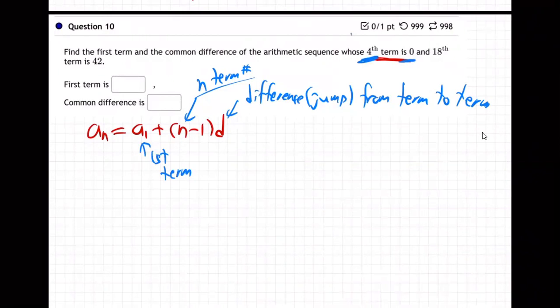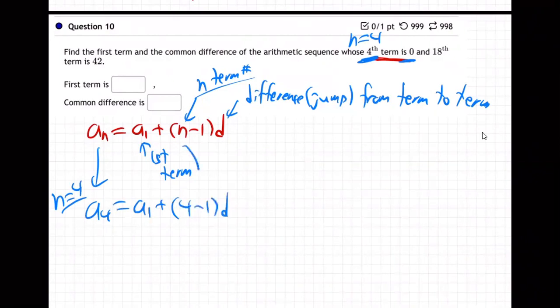So that means when you plug in n equals 4, you get a term of 0. So plug in 4 for n. Right here, I'm going to plug in n equals 4. So that means a sub 4 is a1 plus 4 minus 1 d. Tracking with me, I put in a 4 for n in both spots.